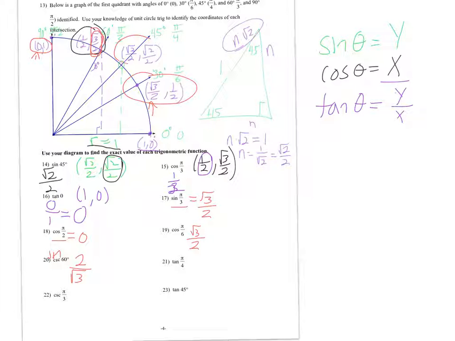Tangent of pi over 4, okay, pi over 4 is right there. That's going to be root 2 over 2 divided by root 2 over 2, because tangent is y divided by x. And if I'm dividing these two things, the answer is 1. Cosecant of pi over 3, well, pi over 3 is up here. Cosecant is the reciprocal of sine, and, oh, we just kind of did that one. 2 over the square root of 3. Tangent of 45, y divided by x there is going to be 1 again.